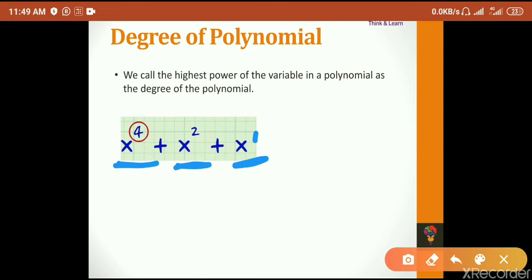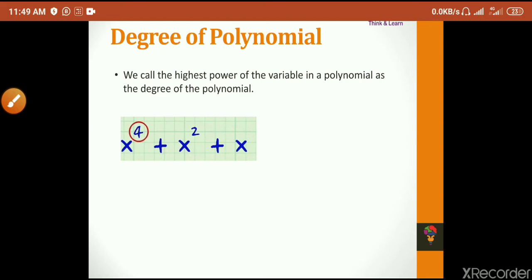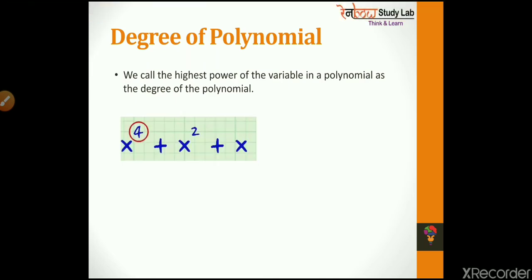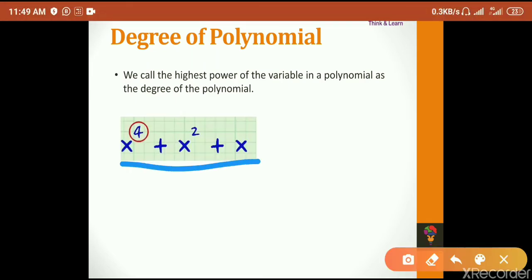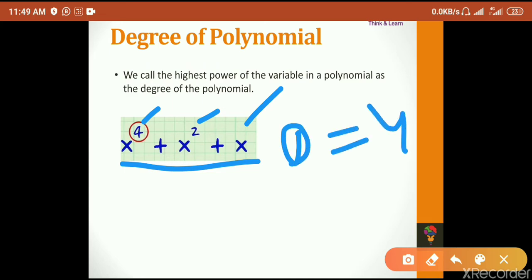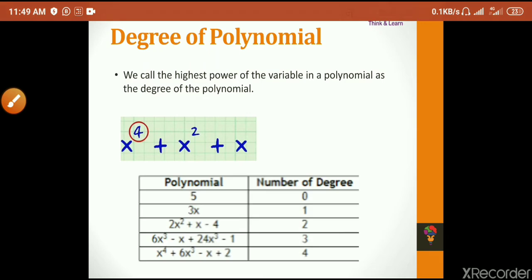Now degree is nothing but the highest of the powers. So we have 3 powers, 4, 2 and 1. Which of them is highest? 4 is highest. So the degree of this polynomial is 4. You can read the definition also: highest power of the variable. There are 3 terms in this one, each having their own power, 4, 2 and 1. Highest power is 4, so your degree is 4. We'll solve a few sums so that you understand this more precisely.